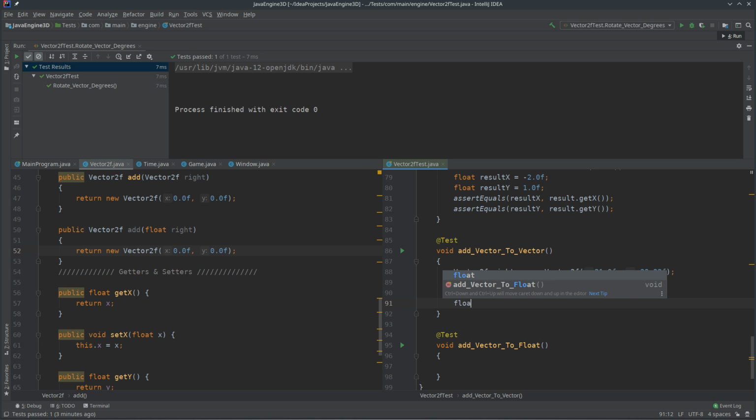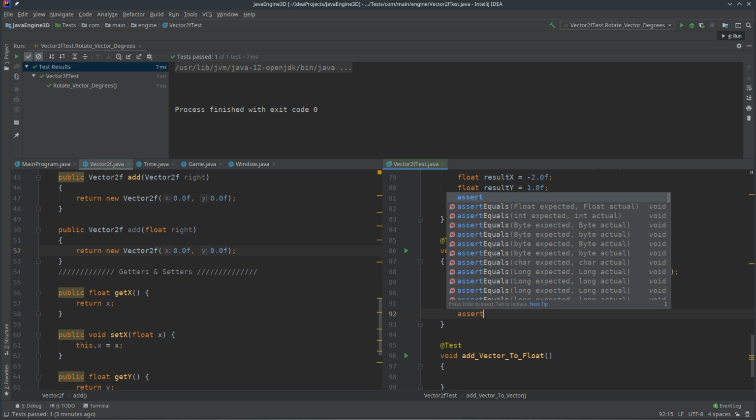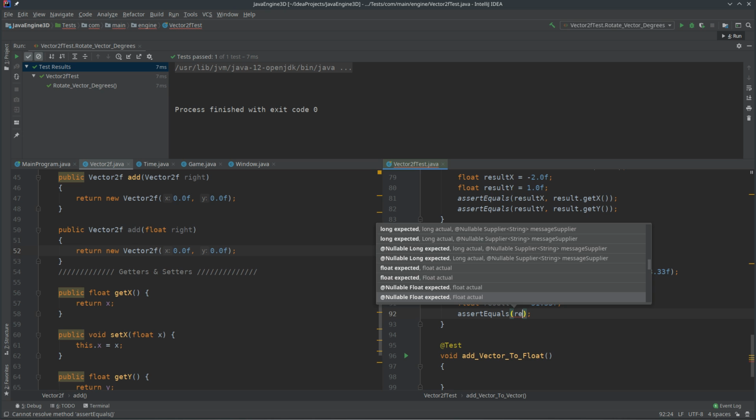Float result y equals minus 31f, and we can assert those, can't we, as expected. Alright, assert equals, now it's starting to get easier. You see how it's now starting to get easier to know what the heck's going on and why we're doing things. So it's result x.